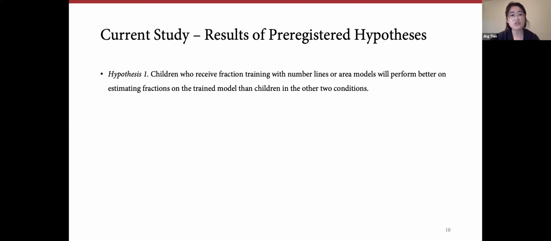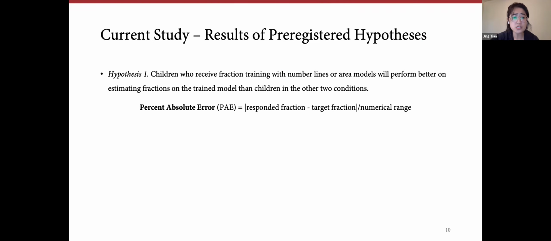So first, I want to share with you the results of our pre-registered hypothesis. We first explored whether children who learned with the number line or the area model improved after the training on estimating fractions on the model that they were trained on. We used percent absolute error to indicate children's accuracy. So a lower PAE is associated with more accurate estimates.